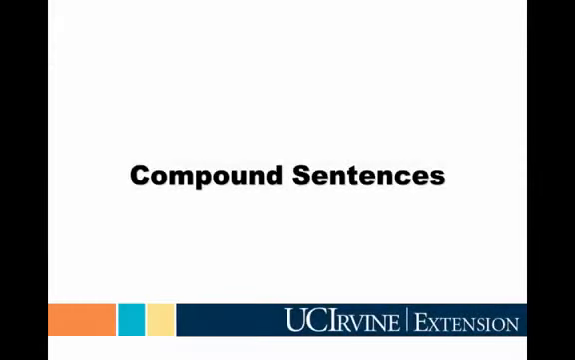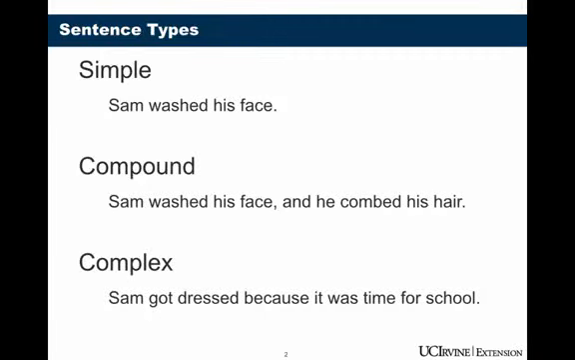This lesson is on writing compound sentences. Remember the three types of sentences that you should already know. A simple sentence just has one independent clause. A compound sentence has two independent clauses, and this example shows you the two independent clauses joined with a comma and the conjunction and. A complex sentence has one independent clause and at least one dependent clause.